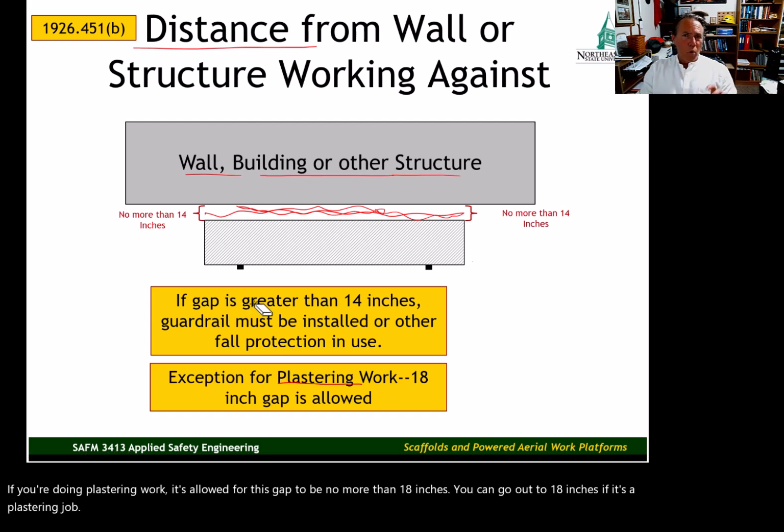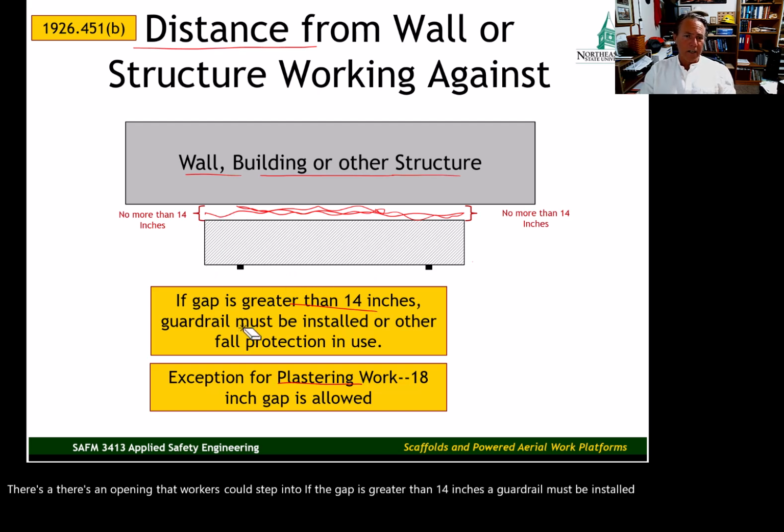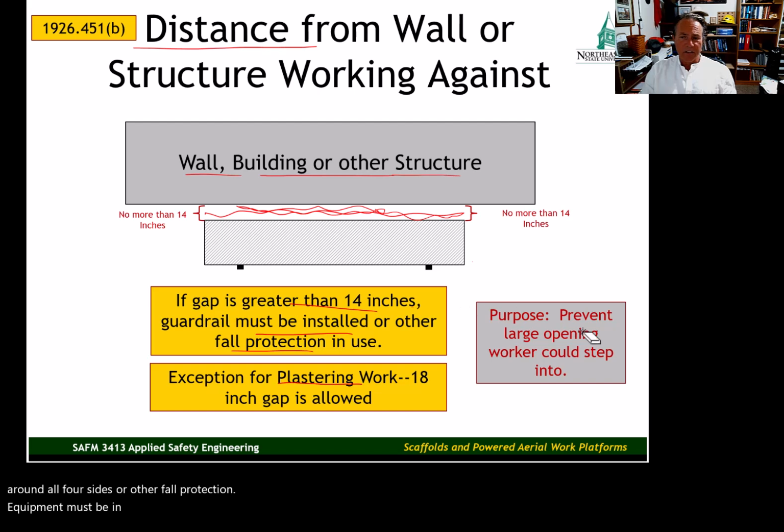The problem with a gap that's too large, there's an opening that workers could step into. If the gap is greater than 14 inches, a guardrail must be installed around all four sides, or other fall protection equipment must be in use, because that is the issue. Prevent a large opening the worker could step into.